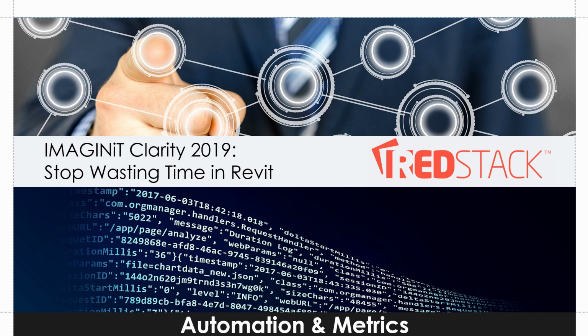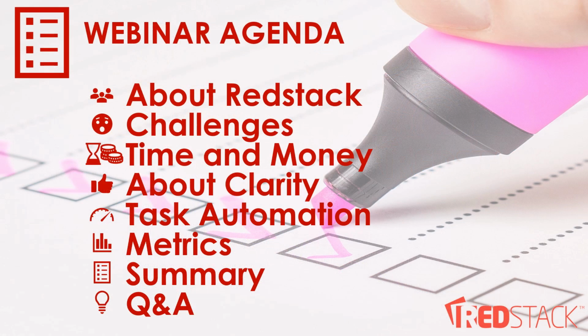Today's webinar will be on Imaginit Clarity 2019, and we're going to show you how you can stop wasting time in Revit. So here's today's agenda. We're going to go through a little bit about RedStack, what challenges you face when you're using Revit and on BIM projects. Let's talk about the time and money, and then we'll go into Clarity, and then in depth into task automation, metrics, summary, and then we'll open it up for some Q&A.